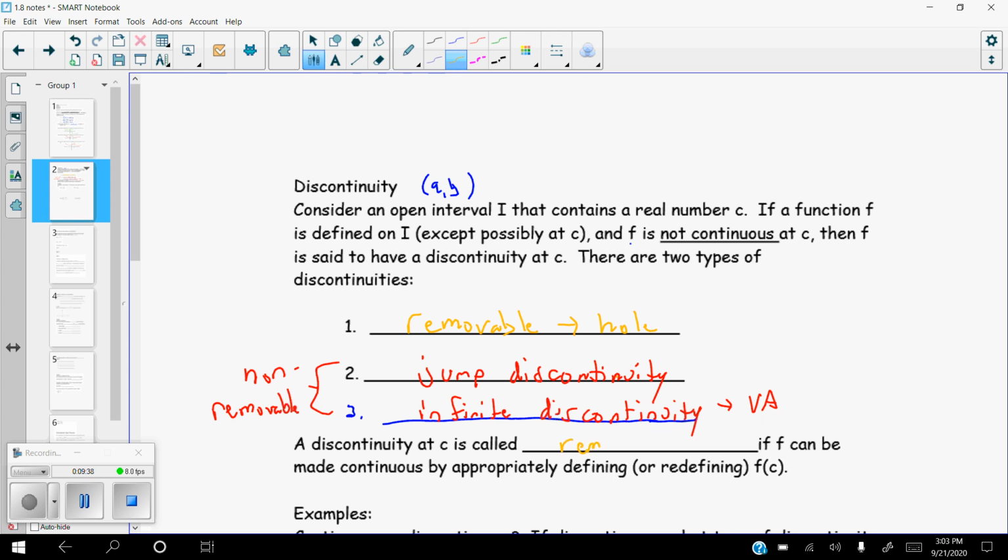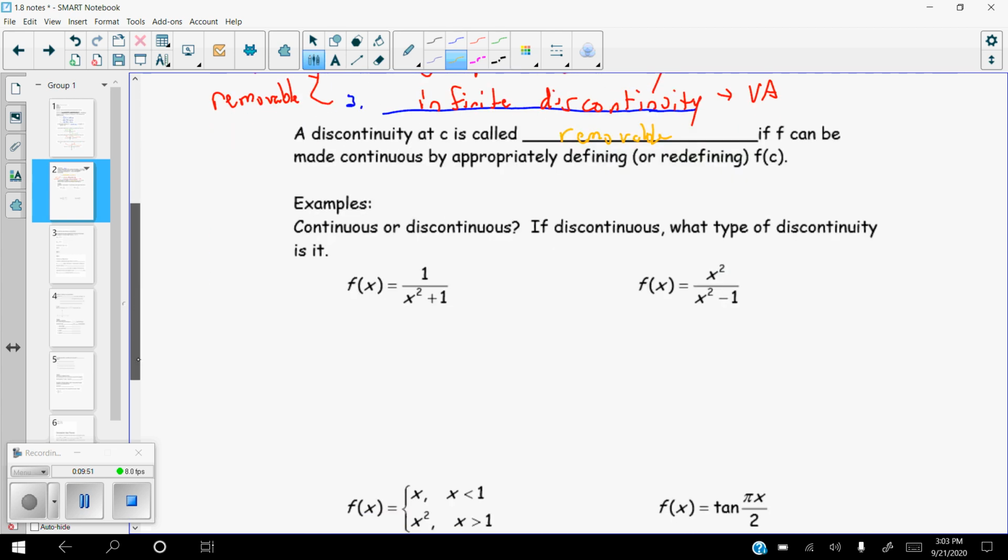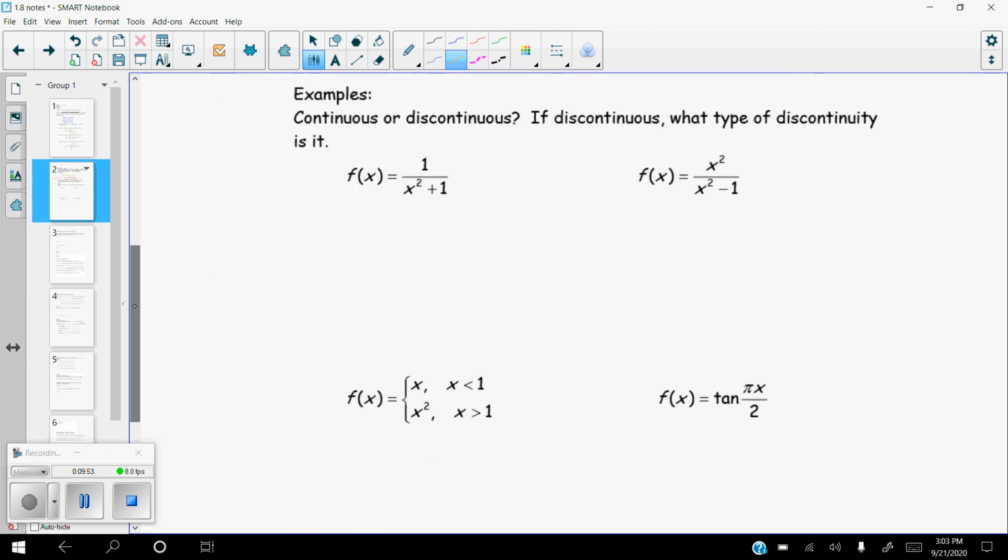a discontinuity at c is called removable if f can be made continuous by appropriately defining or redefining f of c. And we will show an example of that. First of all, let's look at these functions and just determine whether they're continuous or discontinuous. And if they are discontinuous, then let's try and figure out what type of discontinuity we have there.